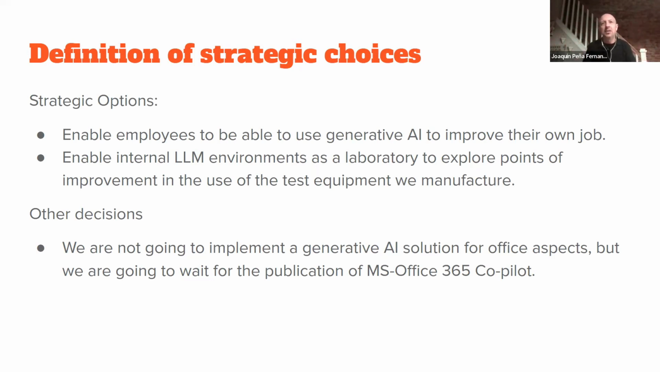In addition to that, we have potentially been working with the legal department. The legal department is communicating with employees about the proper use of LLM solutions inside the company, reminding them of the importance of safety, of security, of the data security that we are managing, and of the intellectual property that we have in the laboratory that shouldn't be used within these tools. Another decision, which is also part of the guiding principles, is that we are not going to implement generative AI solutions for Office aspects because we are going to wait for Office 365.